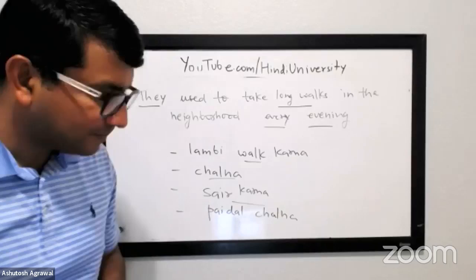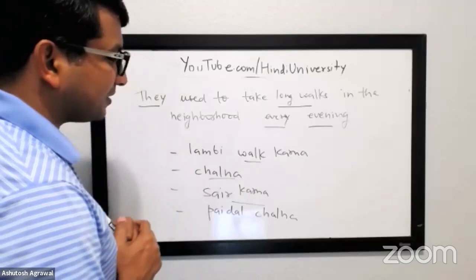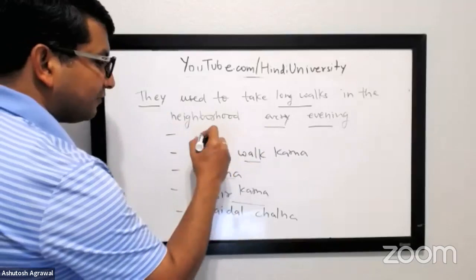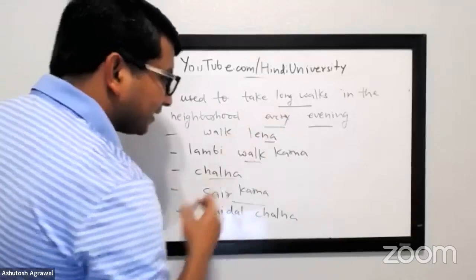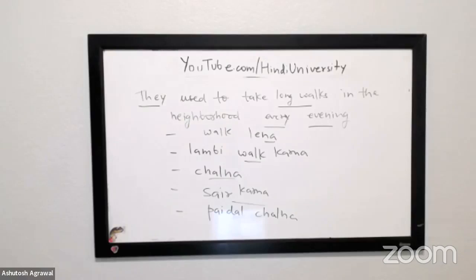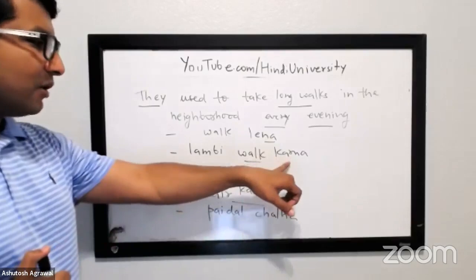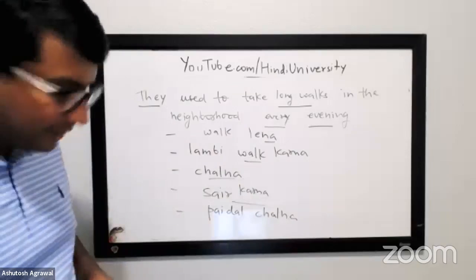Well, using walk as a noun. So what were you using, JDG? Walk karna or something else? Not walk karna, just walk lena. Walk lena, okay. So you are using walk lena, basically, and you are conjugating lena. Is that what you were doing? Yeah. Okay, awesome. Right now we'll come to the sentence, but right now I just wanted to see how most of you came up with different ways. Some of you said lambi walk karna, some lambi walk lena, chalna, sair karna, or pedal chalna.